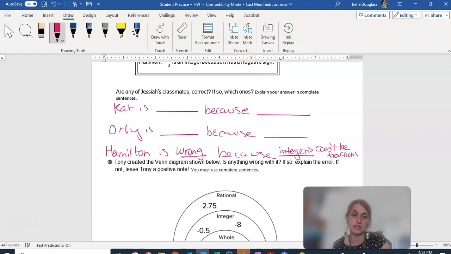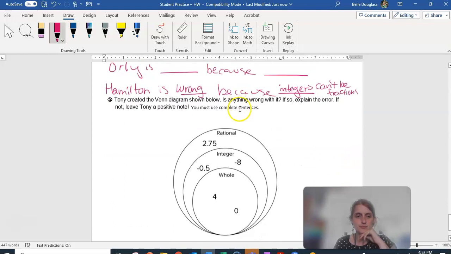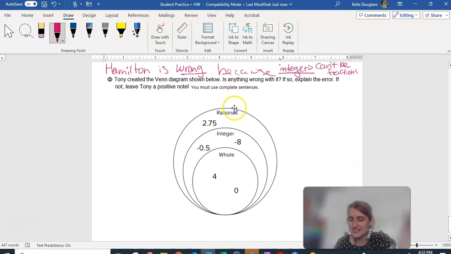So now you just need to make a decision, is Kat right? Can we call -4 an integer? And are all integers rational numbers? Orly says 0 is a whole number, but that it's not an integer and it's not a rational number. If you're still stuck on this, watch me do the next problem, and then maybe you'll have a better opinion on it. All right, it's the last problem in the homework, and then you're done.